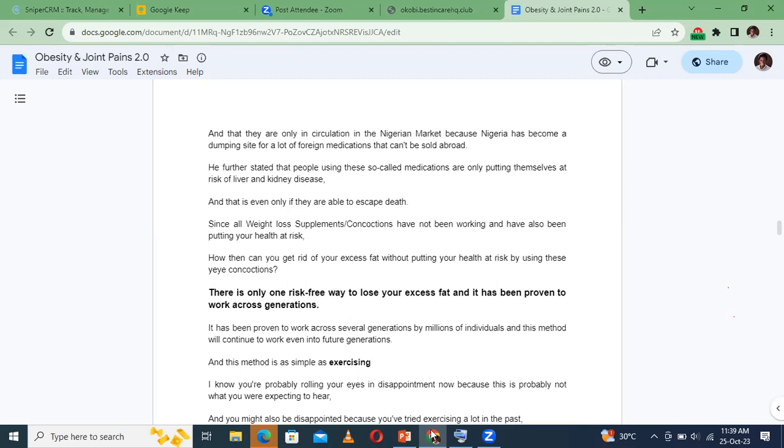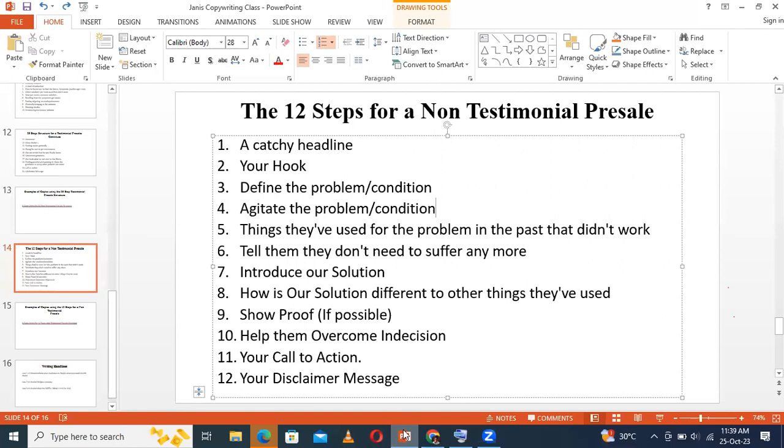So let me see the number we are now. Should I say we are? Well, okay. There's a way I wrote this copy, but you get it. I touched number 7 small, but later on I still went back to number 6, like the part of telling them they don't need to suffer anymore and everything. But let's continue. You see what I mean?